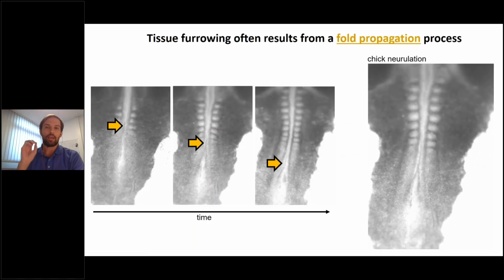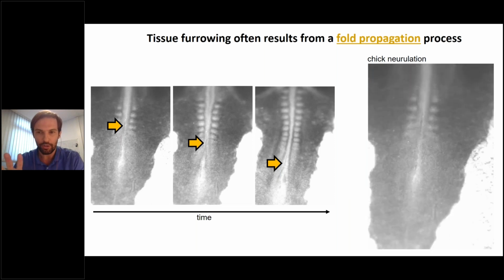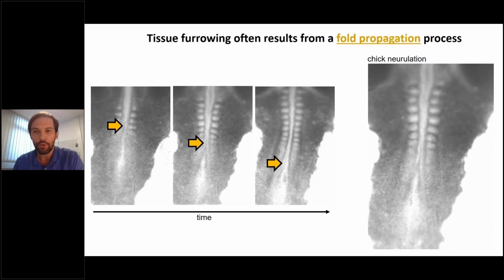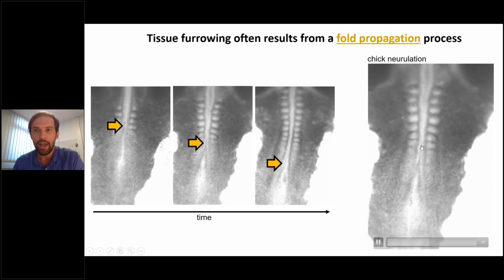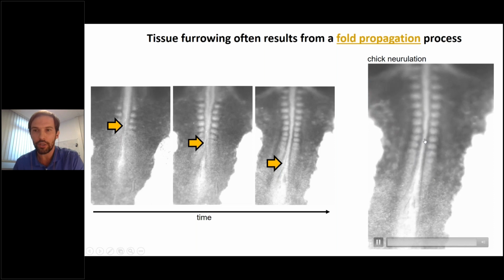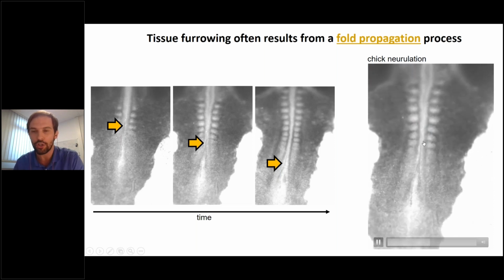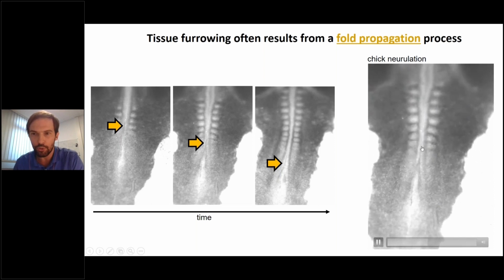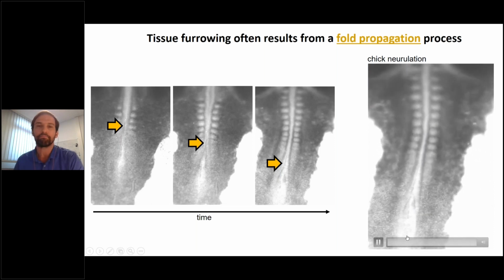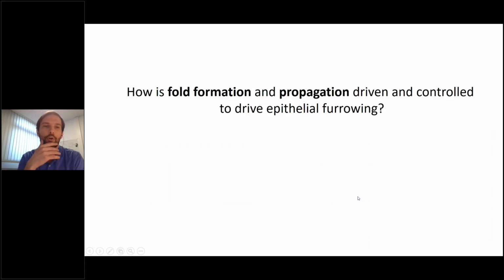So when we look live at furrow formation in vivo, what you can see is that often furrow formation happens via a fold propagation process. You can see here during chick neurulation, the furrow forms in this mid zone and eventually starts to propagate posteriorly. So in the lab, we therefore asked what are the mechanisms driving fold formation, and eventually also the propagation of this fold in order to drive a furrow.